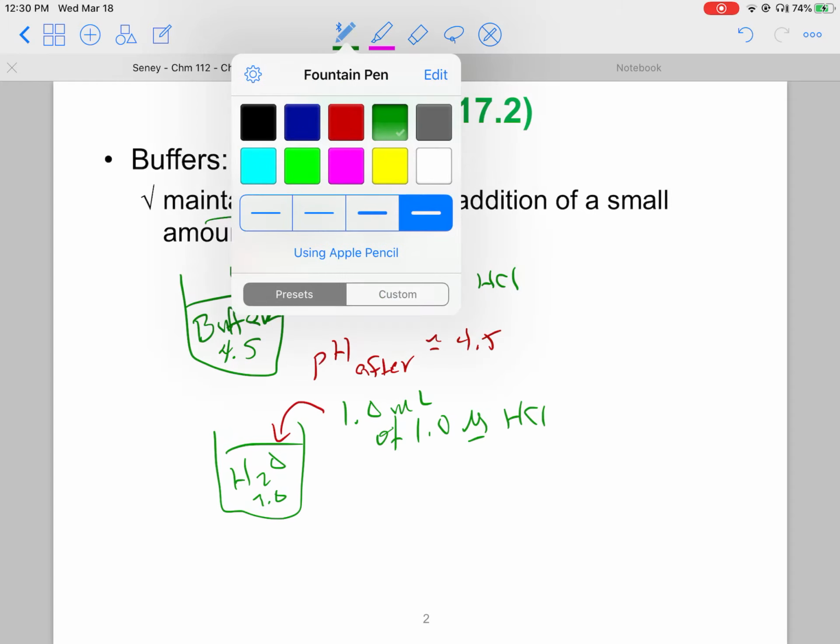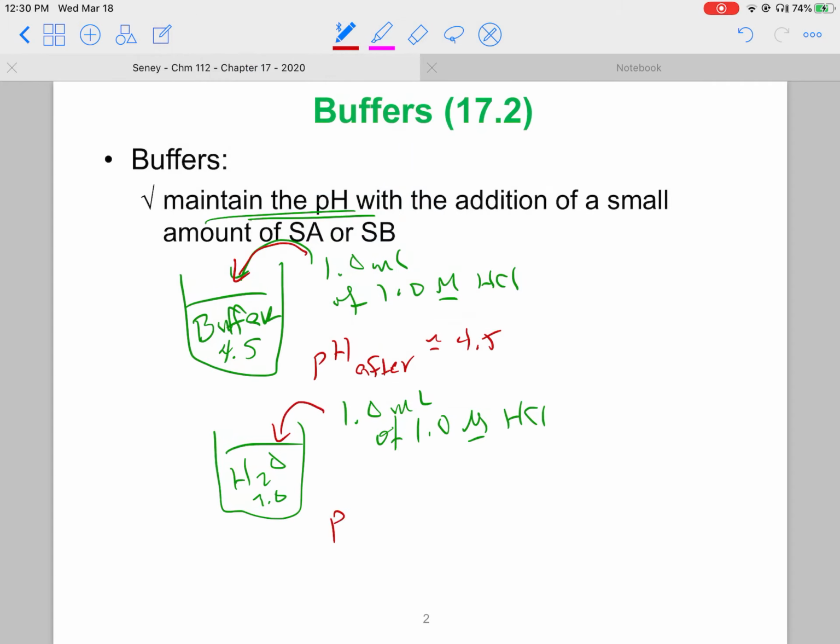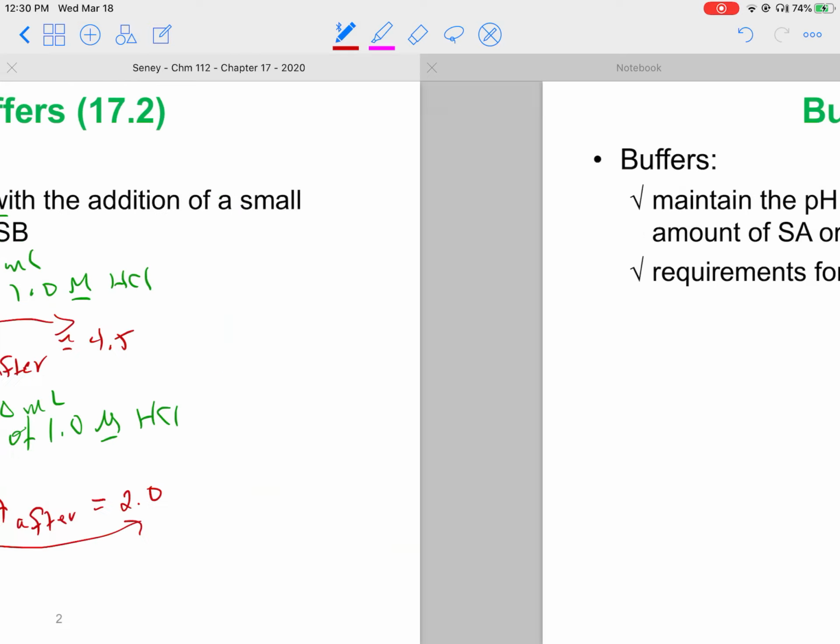And then what you're going to notice is that the pH after should change drastically, and the pH afterwards for this ends up being, instead of 7, which is the original, it might be 2.0. Now see, that's a drastic change, so our water is not a buffer solution, but up here we don't see a drastic change, and so it maintained the pH, and that's what a buffer does.